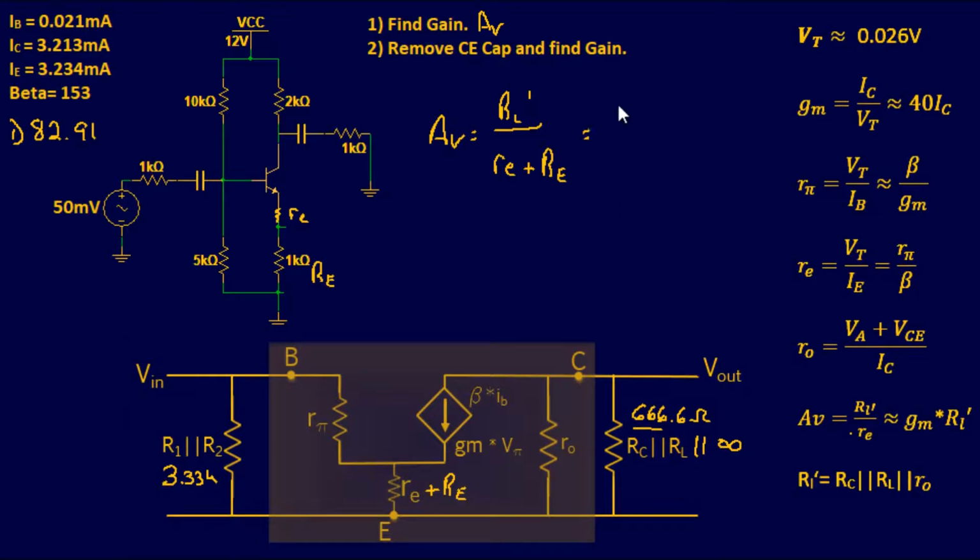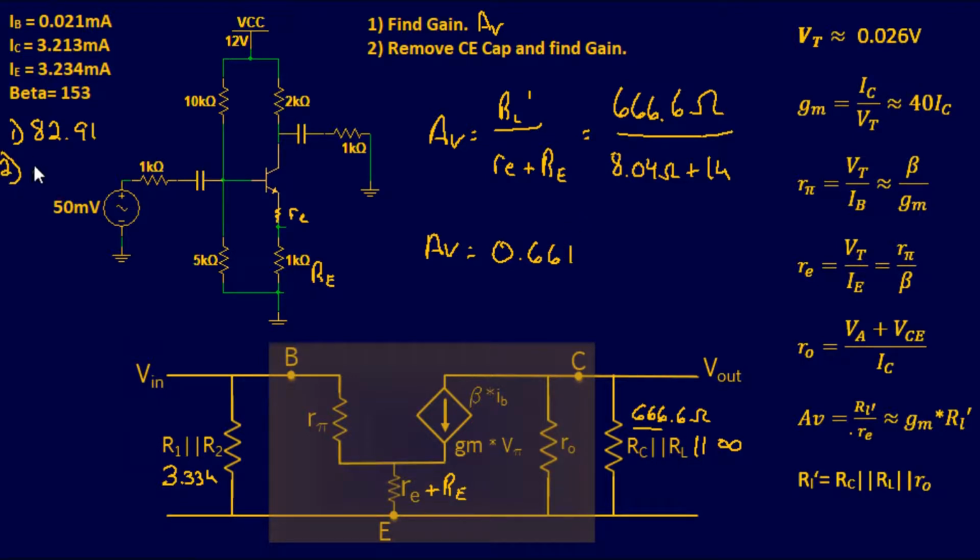So now we can calculate our gain, which is 666.6 ohms over 8.04 ohms plus, now that we have this resistor back in play, it's 1K. So we can plug and chug that in our calculator, giving us an answer. Our gain has been substantially reduced to 0.661. Wow. Just by that one capacitor being removed, our gain has completely dropped. In fact, it went the other direction. It's no longer gain, it's a loss. So our answer for number two is 0.66.